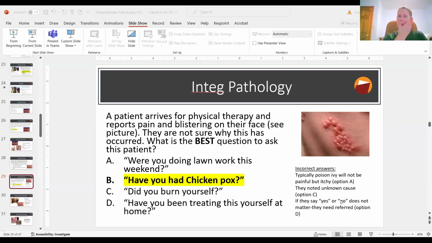What was the answer to the last question? Let me pull it up really quick. Let me share my screen with you. I think this was the last question. So it's B.